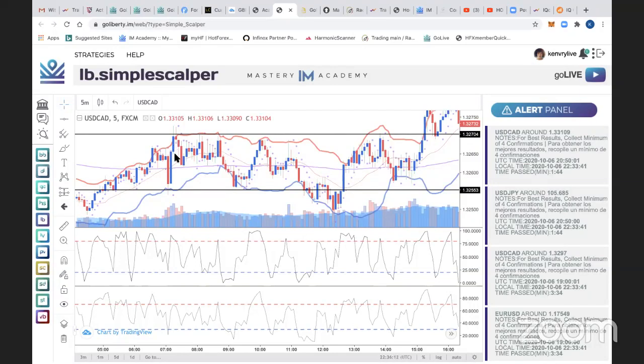If that happens, that's my first confirmation, confirmation one. The second confirmation is I want to see my stochastic and my RSI at the red level, which is the top line. You see this top line is called overbought. So let me just bring in a horizontal line.